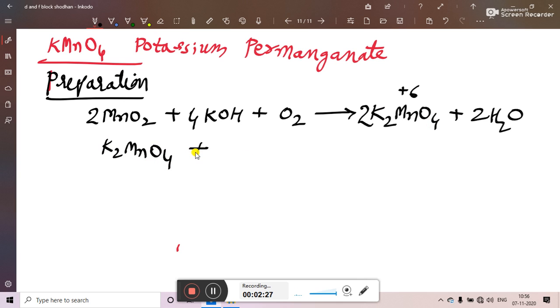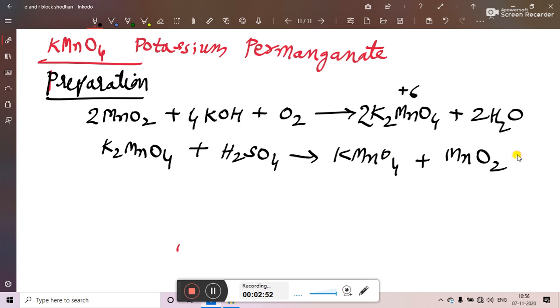So this K2MnO4 in the second step undergoes disproportionation reaction in the presence of neutral or acidic solution such as sulfuric acid to form KMnO4, then MnO2, then K2SO4 and H2O. So here we will take 3 times K2MnO4 plus 2 times H2SO4.